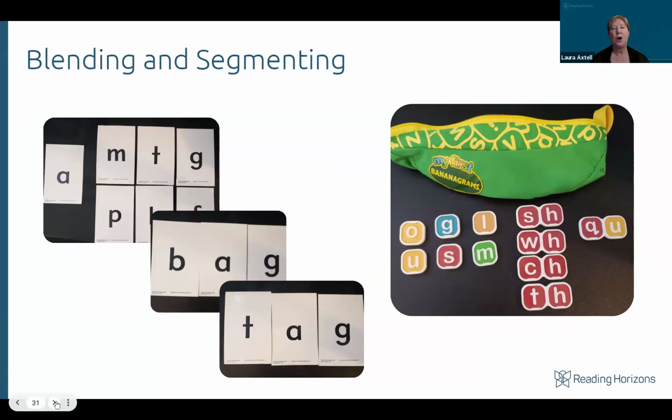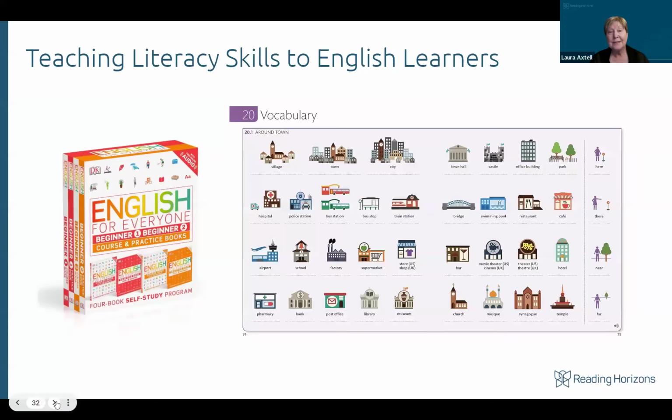And then they also have join tiles for things like QU, and then the digraphs, SH, CH, etc. Just like cards, students can manipulate the tiles, and they don't have to worry about writing at the same time they're trying to connect to spelling and decoding. I like this resource. I think it can be really valuable.